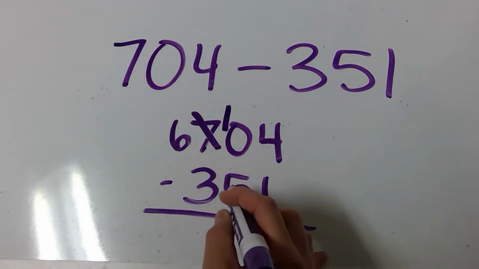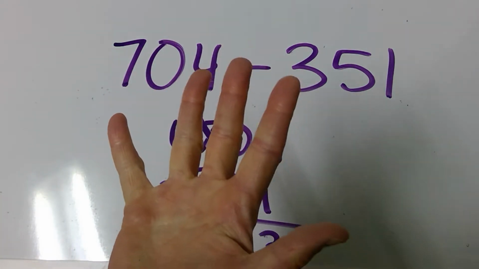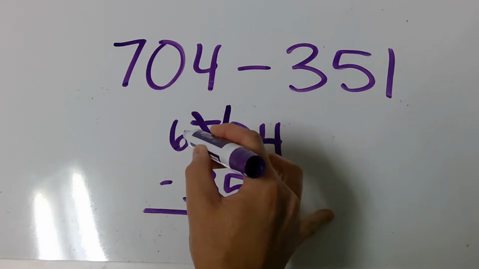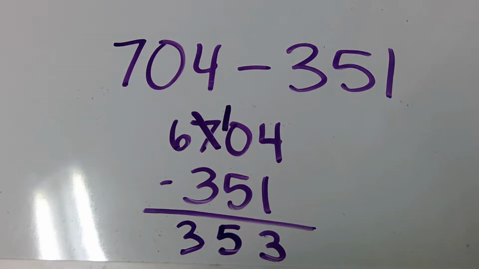And if I count back, 9, 8, 7, 6, 5. So 10 minus 5 is 5. And now I can do this part. 6 minus 3, which is 3. So my answer should be 353.